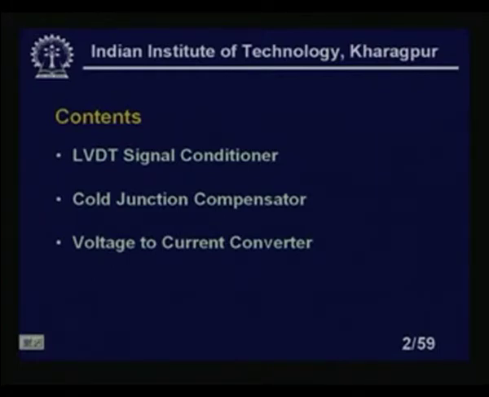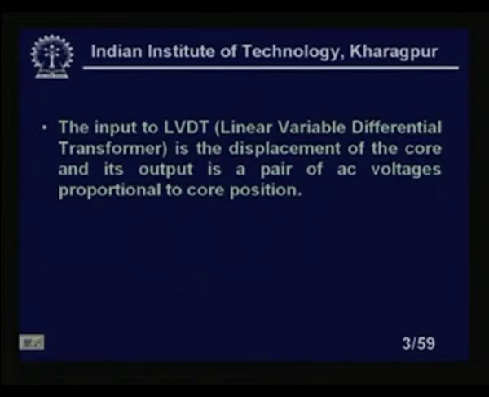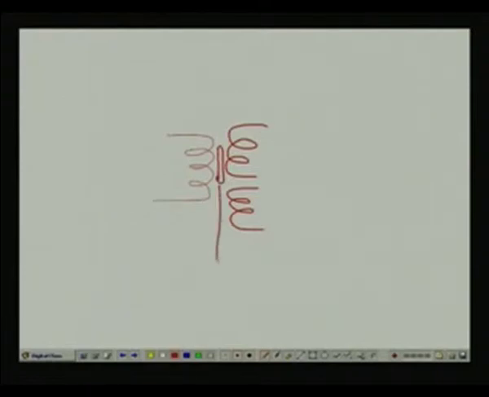Let us first look at the LVDT signal conditioner. You know how the LVDT looks, so let us make a brief recapitulation. It will look like this: I have a primary, two secondaries, and a core inside. That is our LVDT. I put an excitation here, and I will get two secondary voltages here. This is the basic diagram of the LVDT. I will put a displacement here.